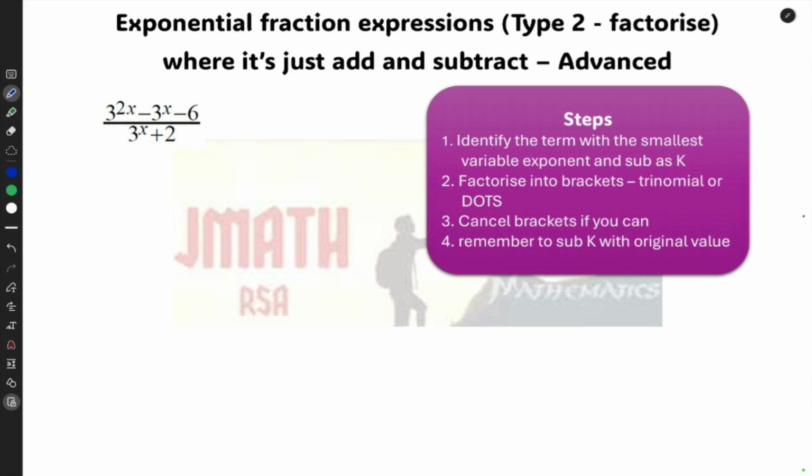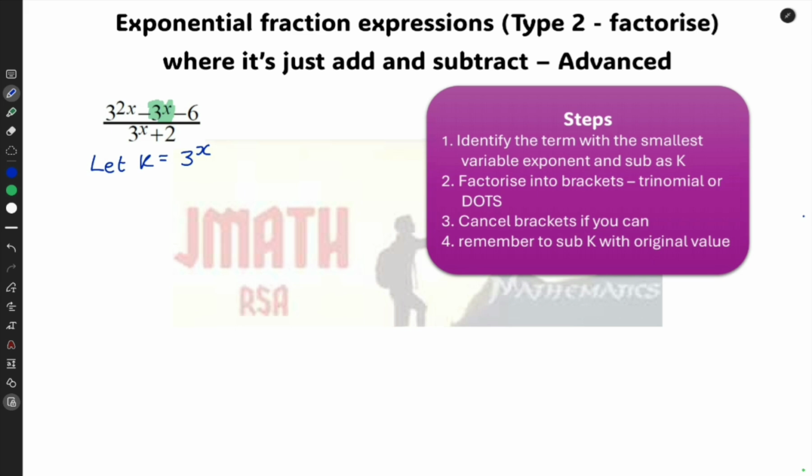You're going to identify the smallest term, so the smallest one with x. In this case, this term is the smallest x value. You are going to say that is going to equal k. So I'm going to start my sum by saying let k equals 3 to the power x. The reason we do this is we're going to end up with trinomials, and trinomials are already complicated. But if you put exponents in trinomials, it gets just incredibly frustrating and difficult. So we're replacing it with k so that we can eliminate the exponent. And then at the end, we're going to replace it back to solve the actual value for x.